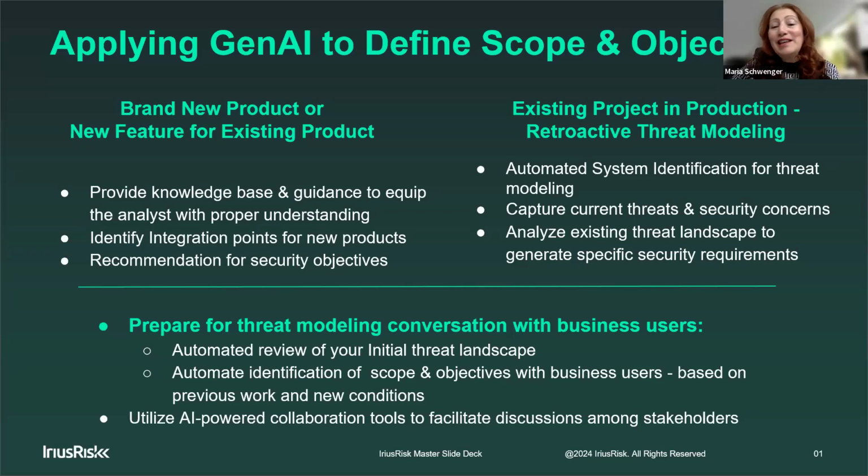I don't expect to see any hands raised, because it's always hard, right? So automated review or generation of initial threat landscape, identification of scope and objectives, helps us to go and talk to the business user at their level.